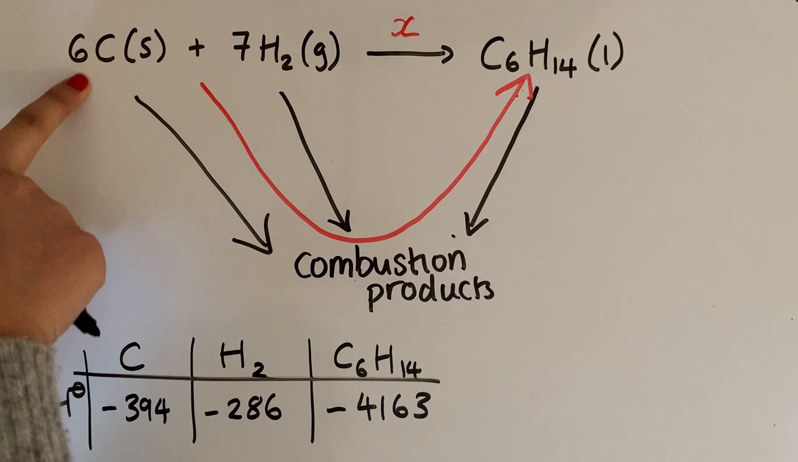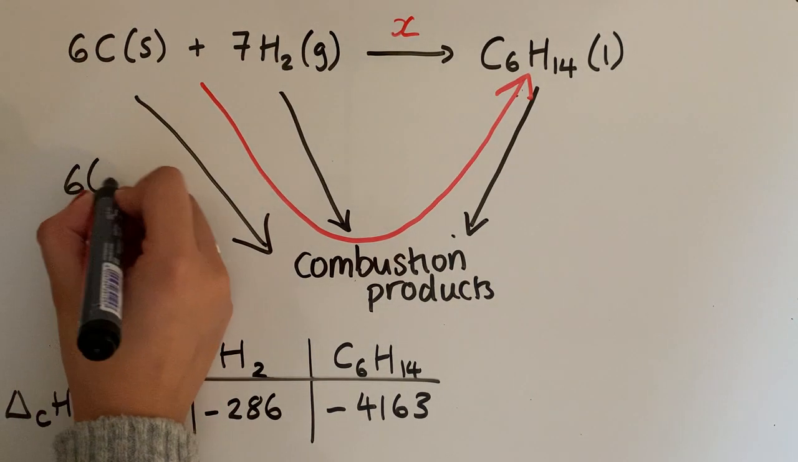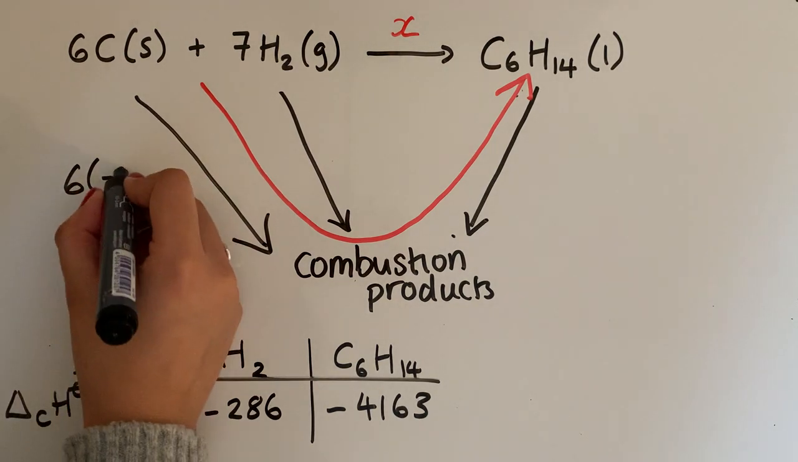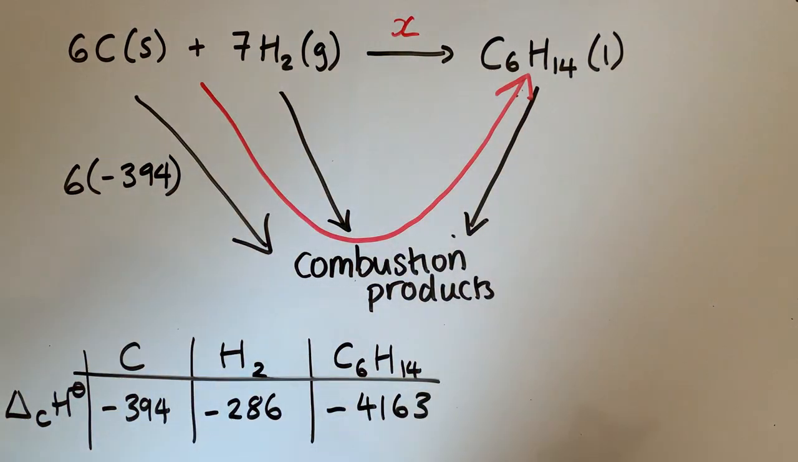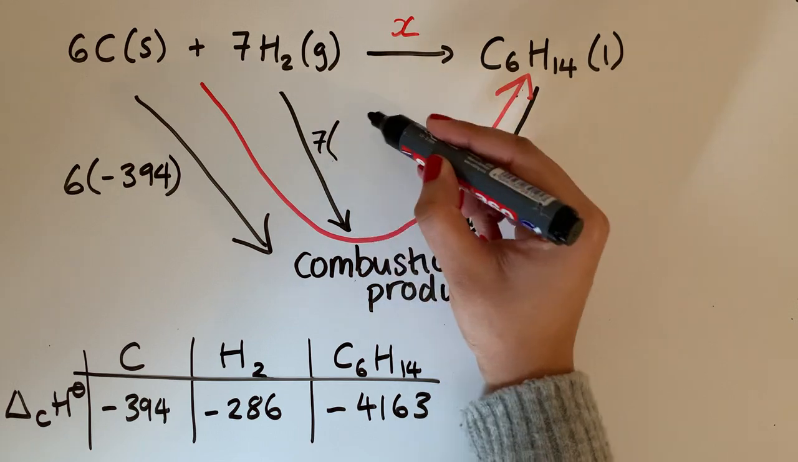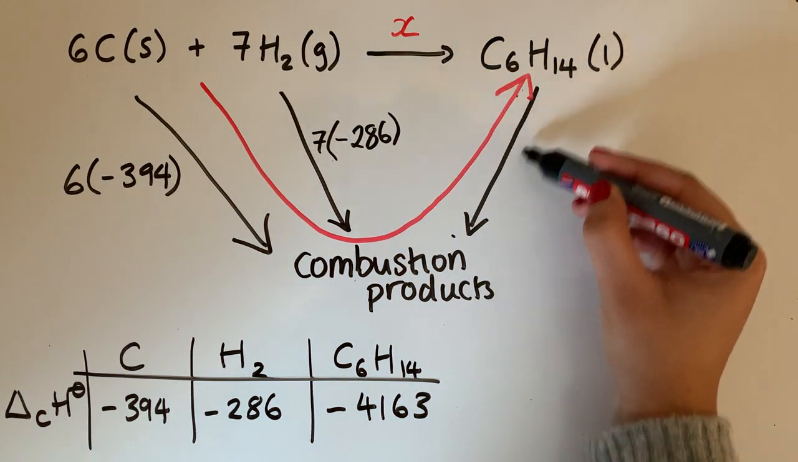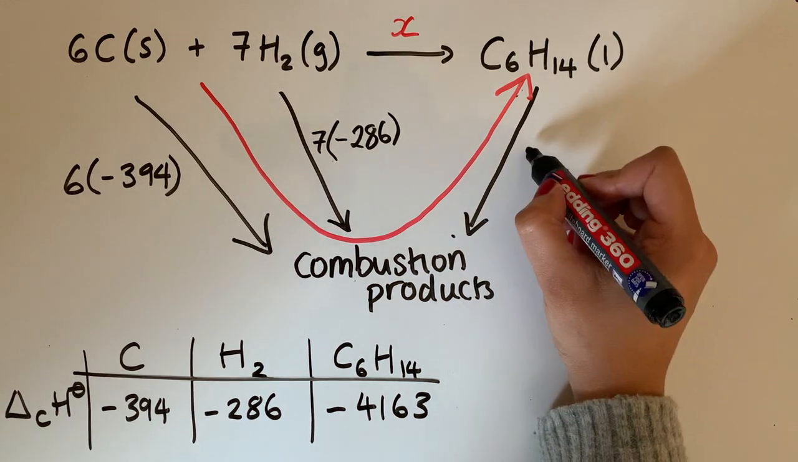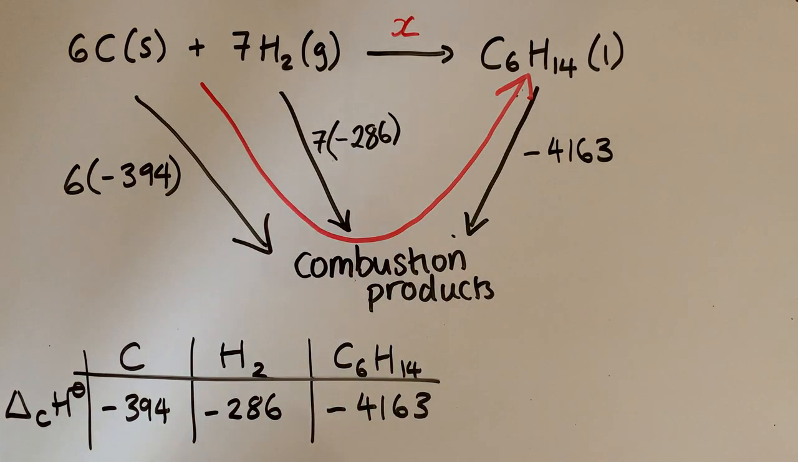Right, I'm going to now put the values on the arrows. If we burn 6 moles of carbon, this is burning 1 mole of carbon, so 6 of those is 6 times minus 394. This arrow over here is 7 moles of H2, so it's 7 lots of minus 286. And this one here is just 1 mole of hexane, so that's minus 4163. Now, in terms of what I'm going to plug into my calculator, I'm going to do that in a different colour pen.